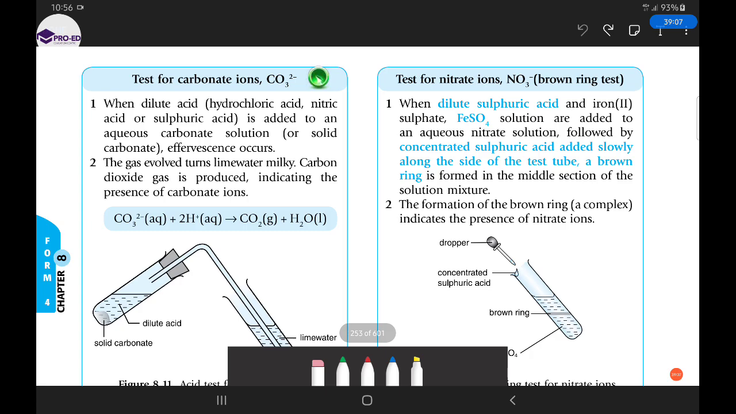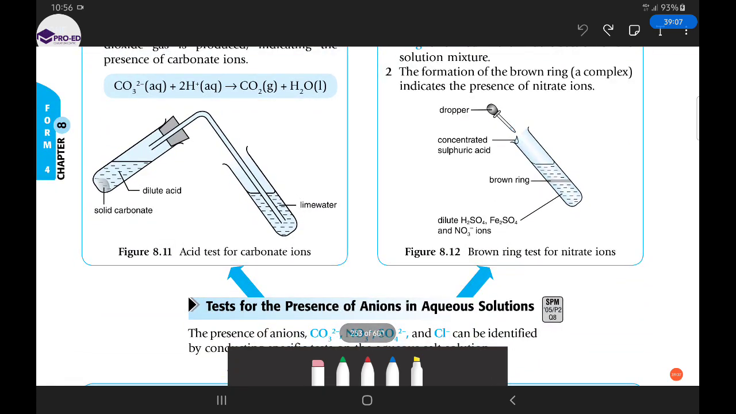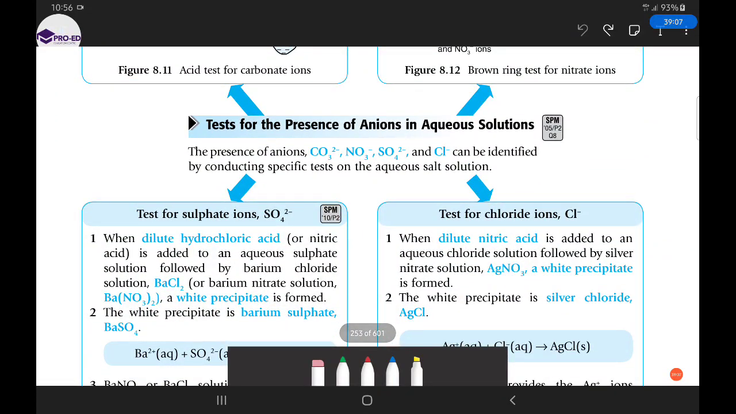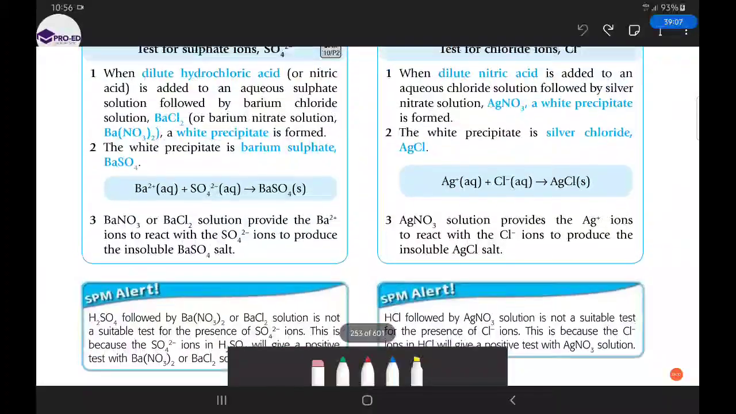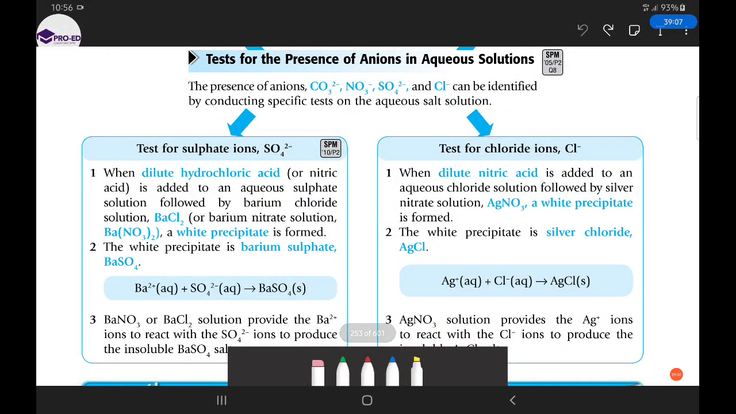Okay, all right guys, now here we're actually starting a new area. I just want to quickly cover this, and then I will end this video, and the last video will be to test for cations. I just need maybe 10 more minutes.